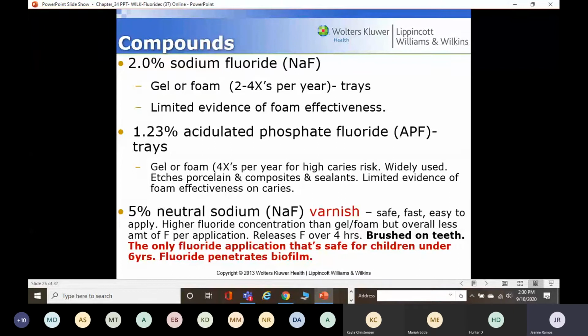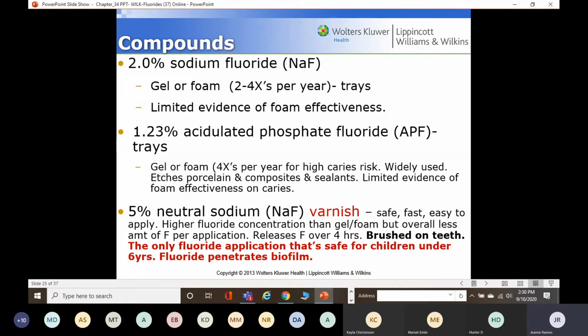It comes in a gel or a foam. If you're going to use it in a foam or a gel in a tray, there's a little way that you can skip any teeth. But it is very widely used. Limited evidence of the foam effectiveness on caries.